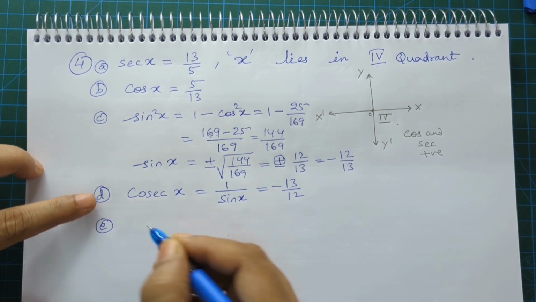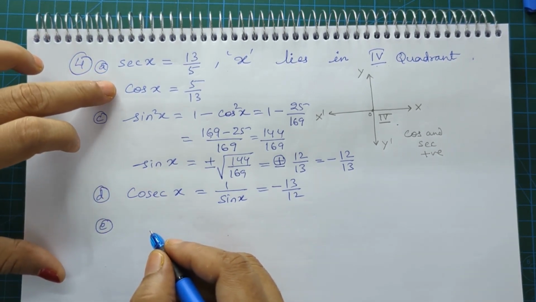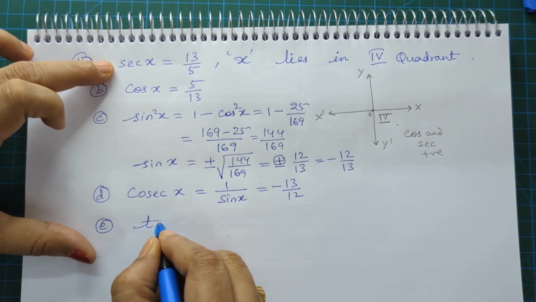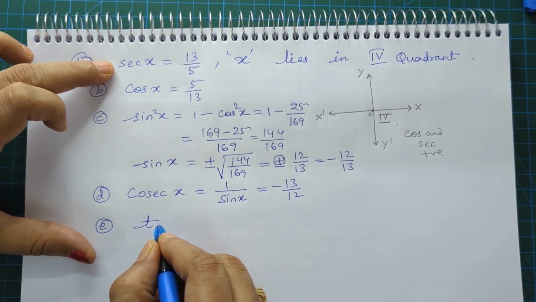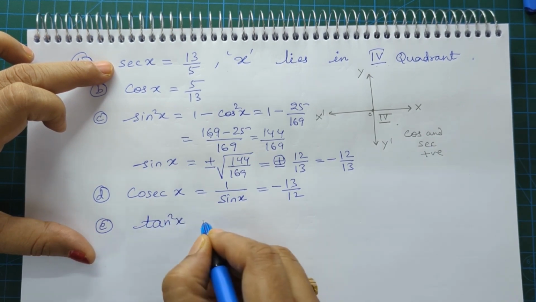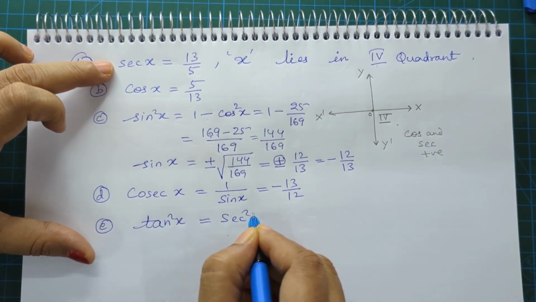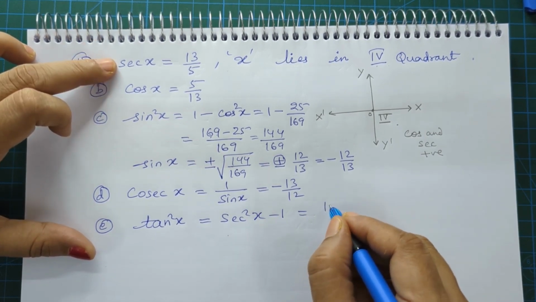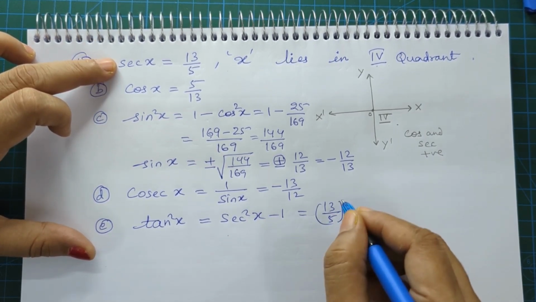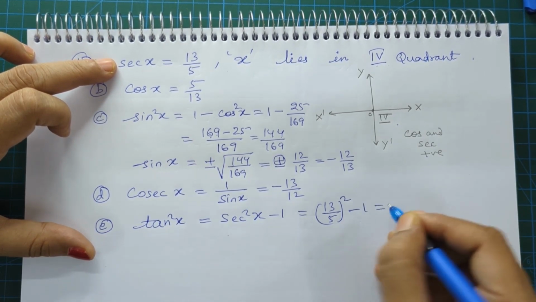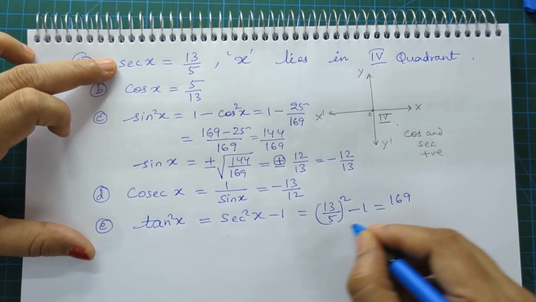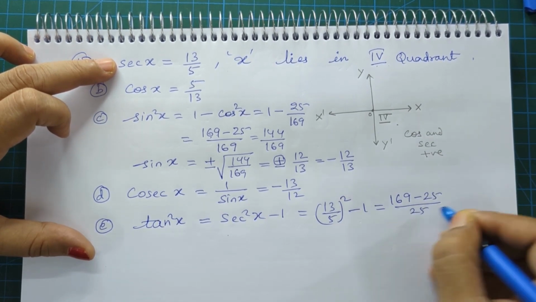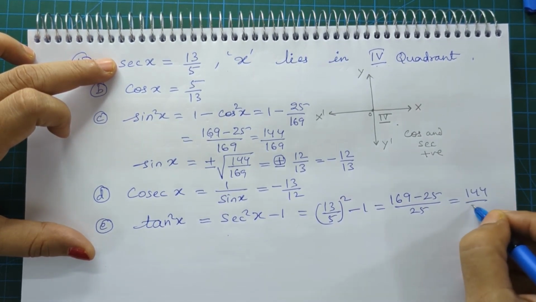Then, because we know sec, we can find tan. See, since sec square theta is 1 plus tan square theta, so tan square theta is going to be sec square theta minus 1. We are told that sec of the angle is a 13 by 5. So its square is this minus 1. So it is a 169 by 25 minus 1. So here minus 25 by 25. So this is 144 by 25.